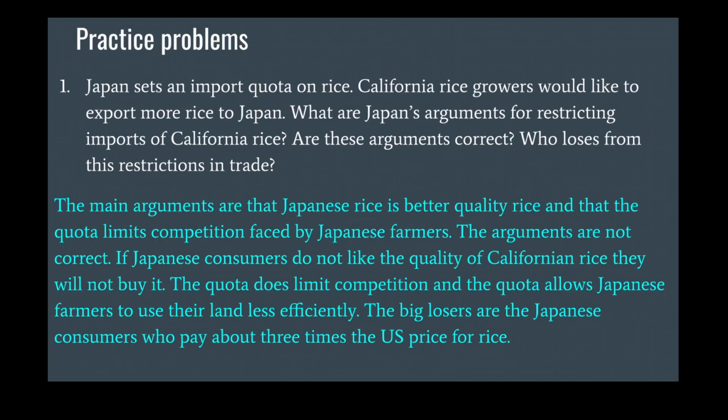The main arguments are that Japanese rice is better quality rice and that the quota limits competition faced by Japanese farmers. The arguments are not correct. If Japanese consumers do not like the quality of Californian rice, they will not buy it. The quota does limit competition, and the quota allows Japanese farmers to use their land less efficiently. The big losers are the Japanese consumers who pay about 3 times the US price for rice.